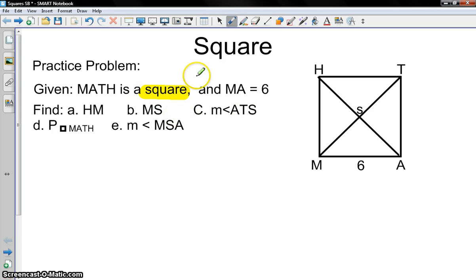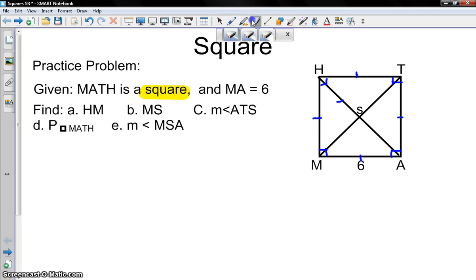Before I read any further, I'm going to have to mark on my picture all the things I know about a square. I know that all sides are going to be congruent. That's the first thing. Then I know all angles have to be 90 degrees, so I'm going to mark all my angles as 90 degrees. I know that the diagonals are going to be congruent and they're going to bisect each other.